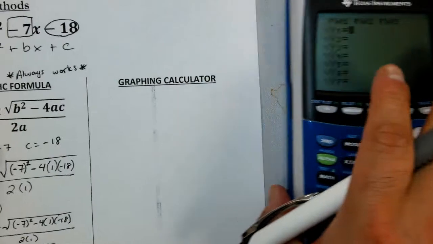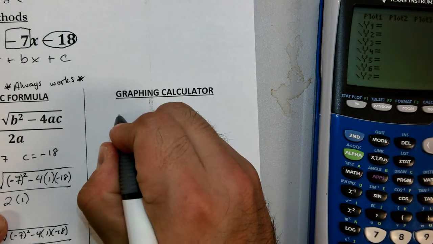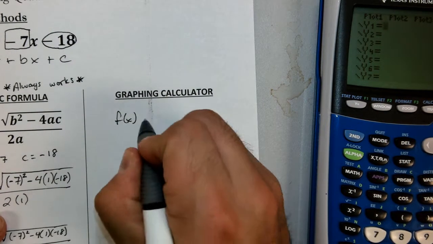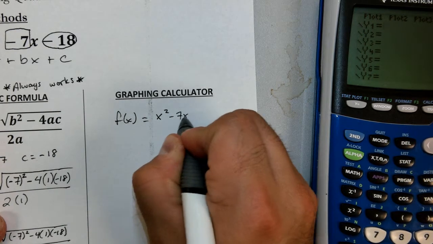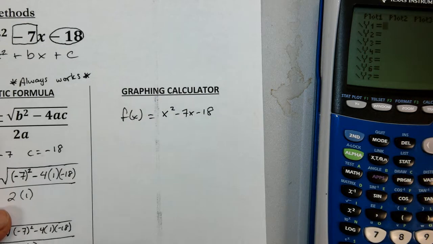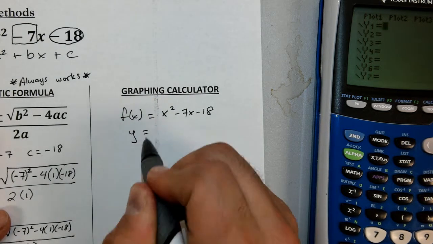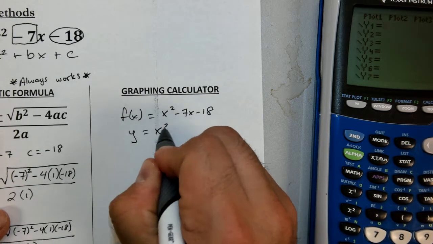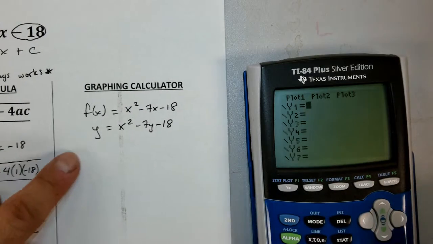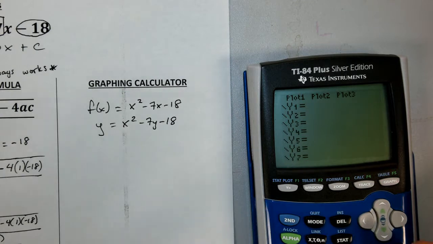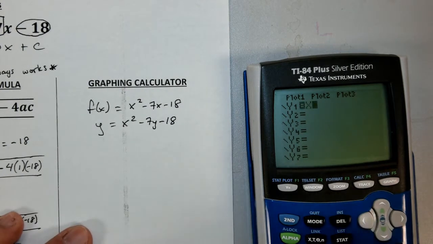Let me rewrite this so it's a little clearer. All right? You remember you have f of x equals x squared minus 7x minus 18. And remember, f of x is really just y. And when you hit that y equals button, well, that's your y equals right there. So we're just going to type this in. X squared.